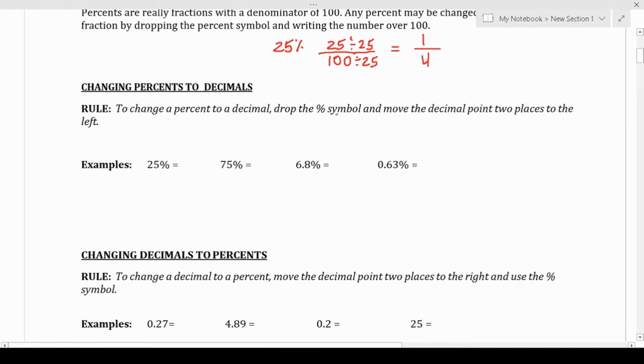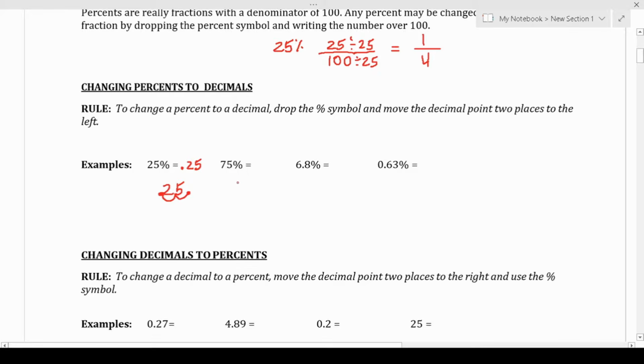Let's talk about how to change percents to decimals. It's a pretty straightforward process. To change a percent to a decimal, again, you drop the percent symbol, and then you just move the decimal 2 places to the left. So let's take a look at a few examples here. In this example, we have 25%. Again, technically the decimal's at the end of the number when you don't see it. And then we just move the decimal 2 places to the left, 1, 2. So in other words, 25% in decimal form is 0.25.